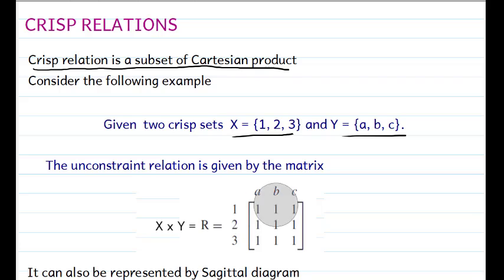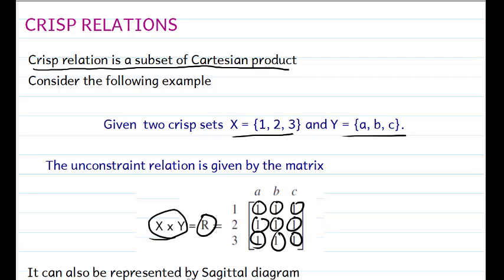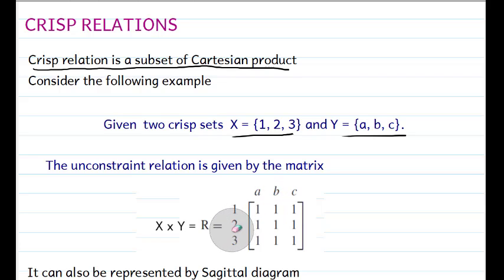In this case, when we find the relation, the relation is given by this symbol, and suppose R is the relation. So we have 1a, 1b, 1c, 2a, 2b, 2c, 3a, 3b, and 3c. This is similar to the Cartesian product; all the terms are here. That is why this is called an unconstrained relation.